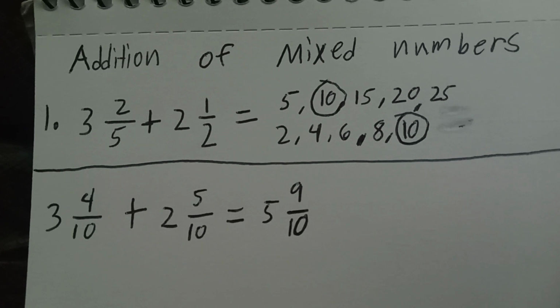And then our last step is to add the whole numbers. 3 plus 2 equals 5. So our final answer will be 5, 9 over 10.